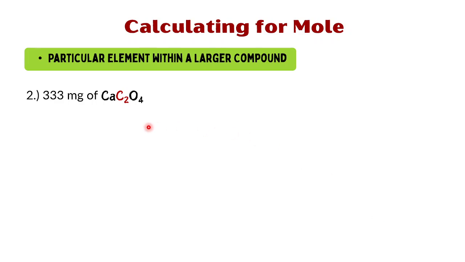Now, what about this second sample problem? We have here 333 milligrams of calcium oxalate. So let's work on this.